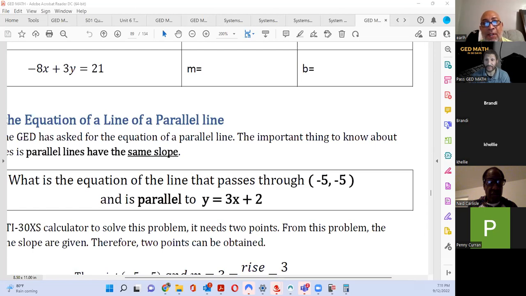How do I do, Mr. Tinsley? Your slope is correct. Your y-intercept is correct. And if you wrote the equation in slope-intercept form, that would be correct.